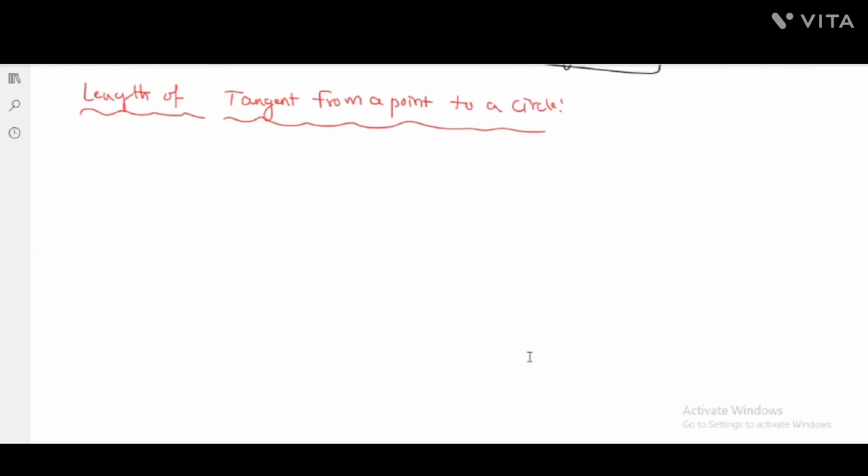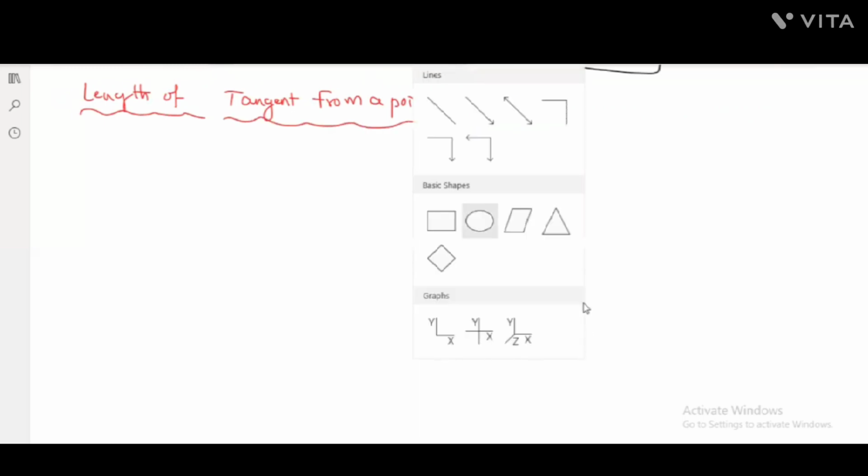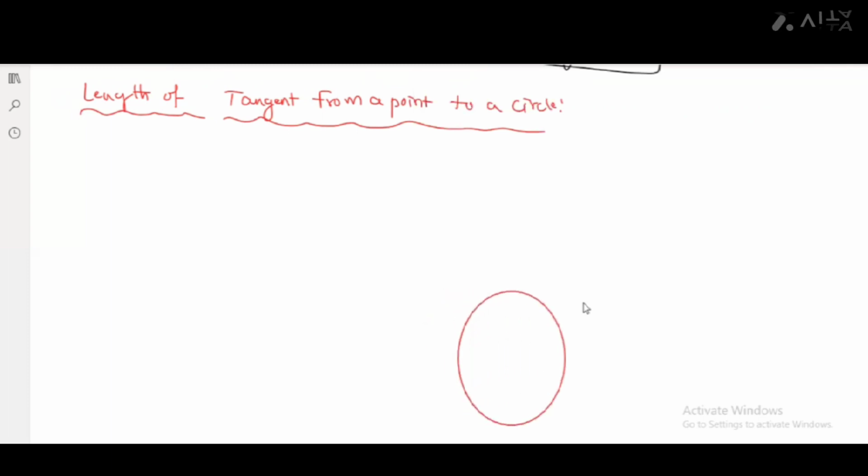So next topic is length of tangent from a point to a given circle. So let's see how can we find the length of the tangent. So let's see the diagram here. So this is the diagram.